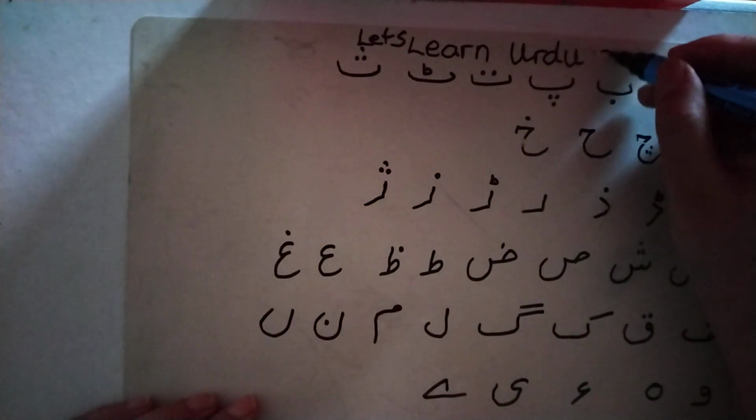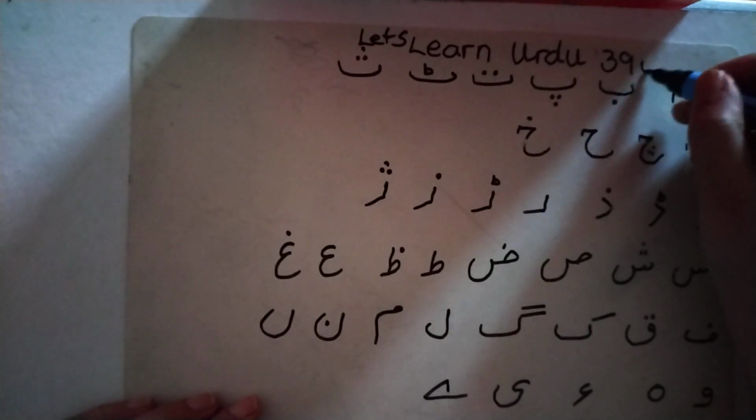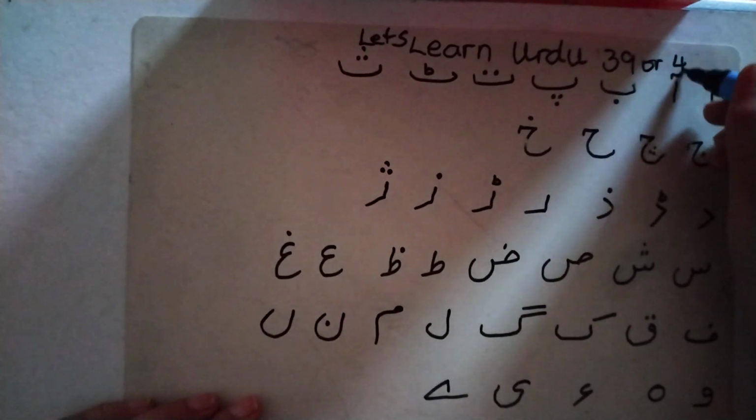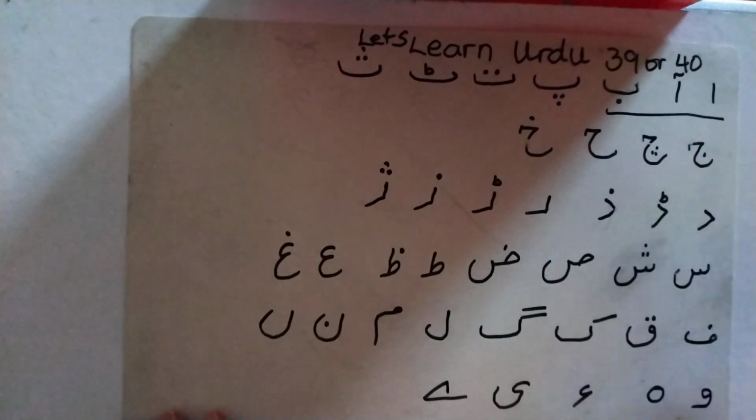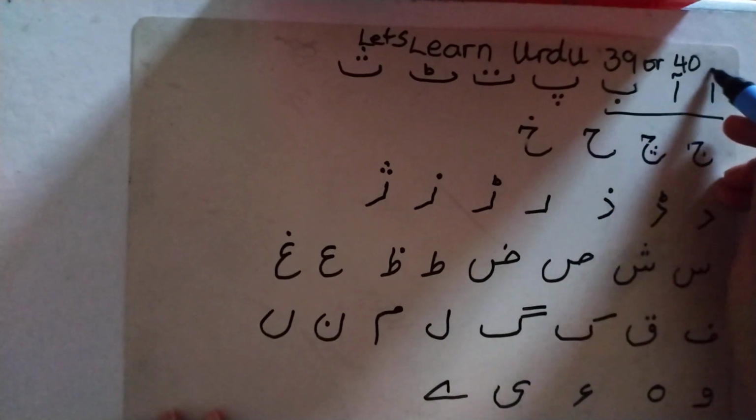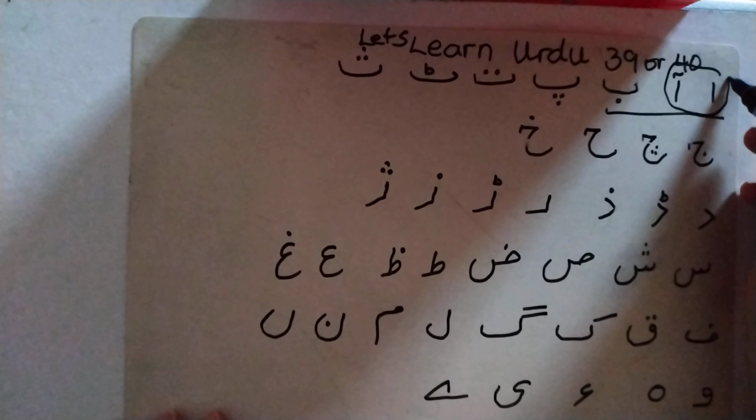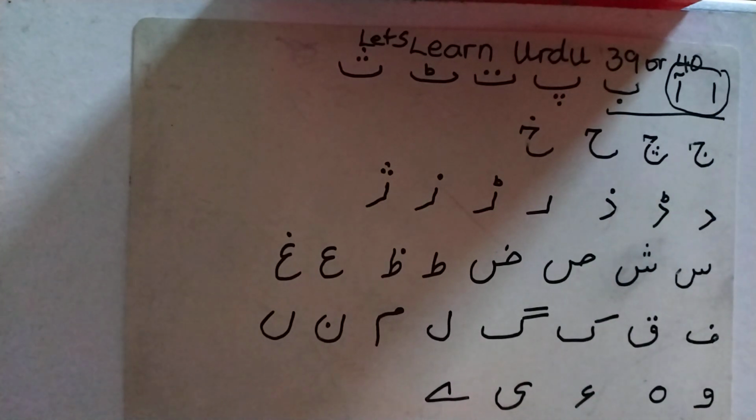Urdu has 39 or 40 alphabets. So we are not going to learn all of it today. We are only going to learn our first two. We are going to talk about that.